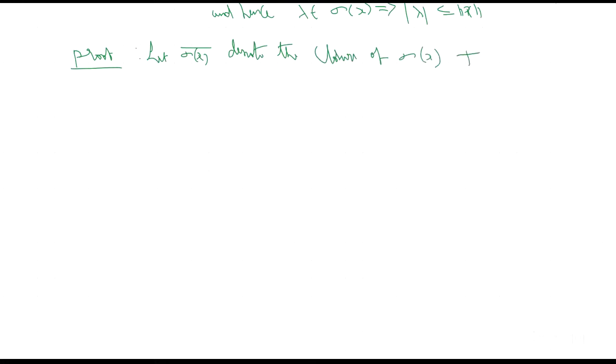Then lambda belongs to the closure. That implies lambda belongs to rho of X. That implies there exists lambda n, a subset of rho of X, belonging to lambda n tends to lambda.